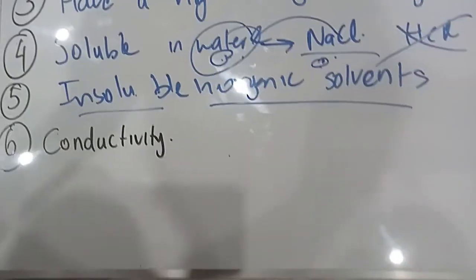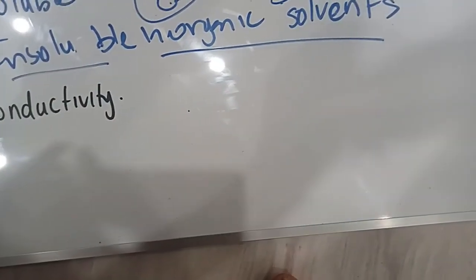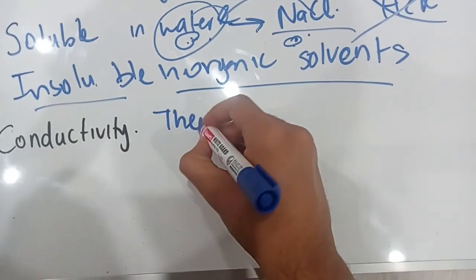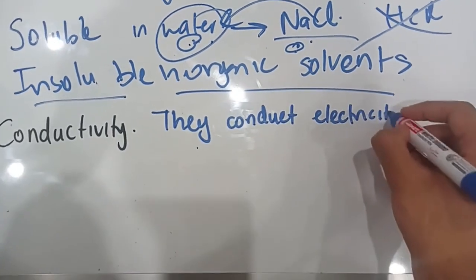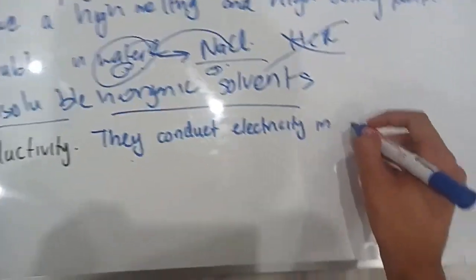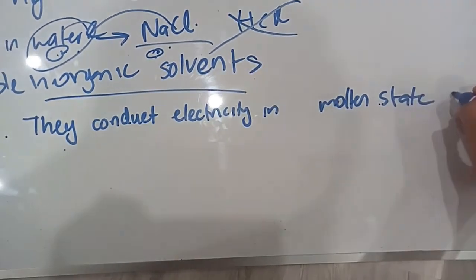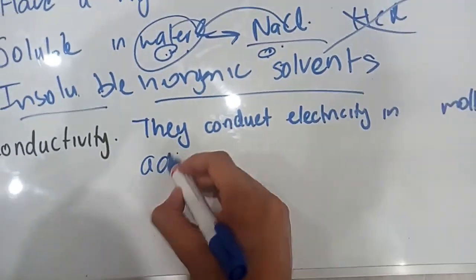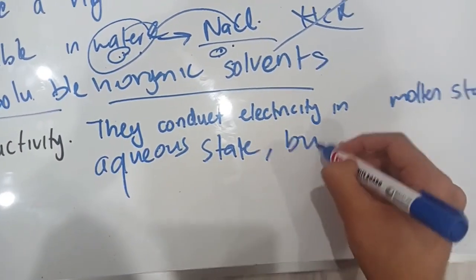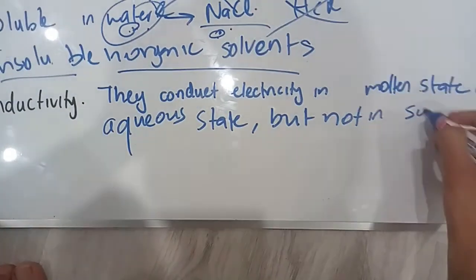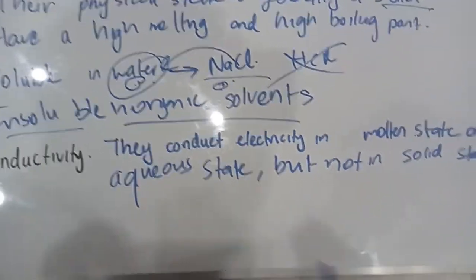Okay, now let's move on to the most key and most in-depth property of ionic bonds. It is that they conduct electricity in molten state or aqueous state, but not in solid state. Let's take a look at this closer.